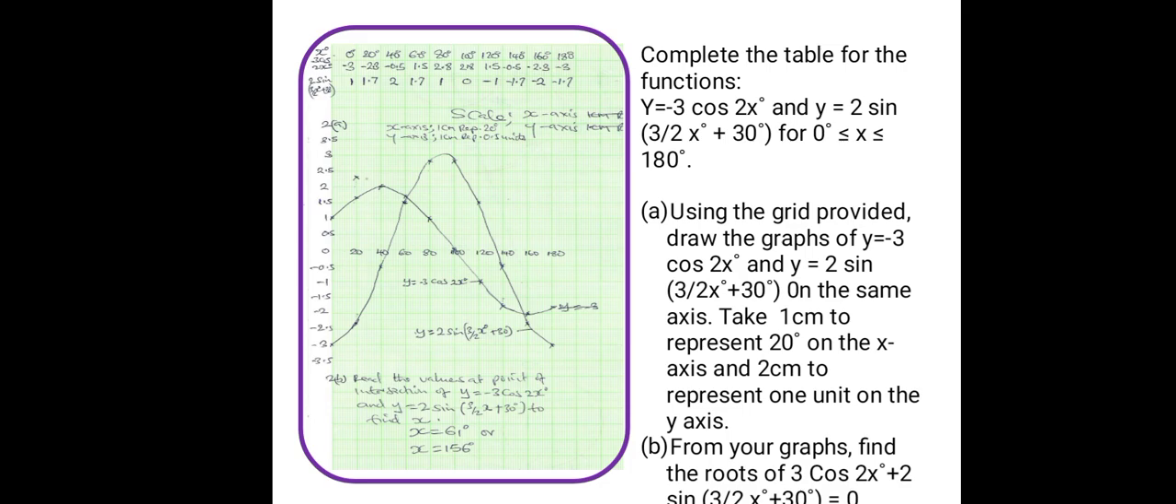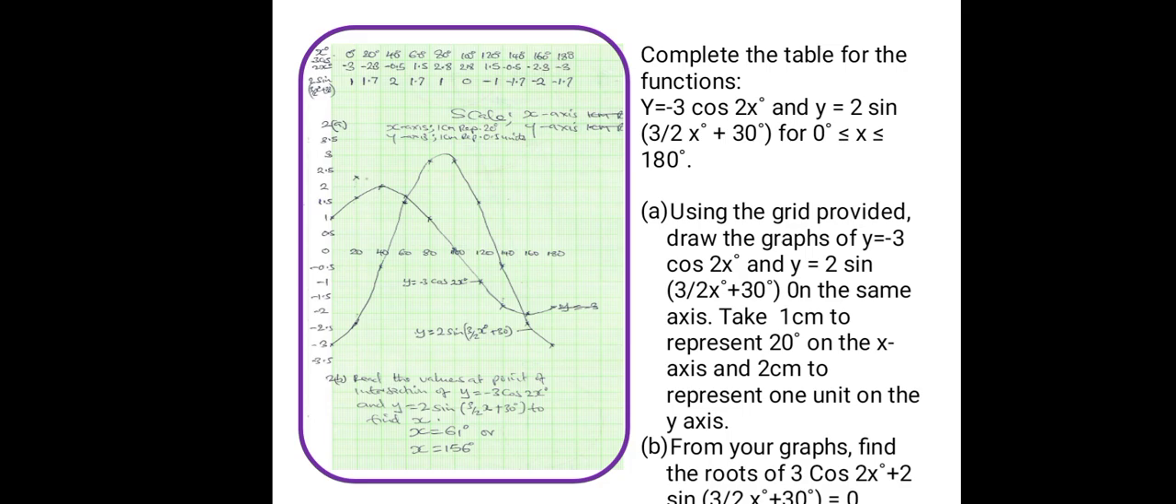Complete the table of the functions y = -3 cos 2x degrees and y = 2 sin (3/2 x degrees + 30 degrees) for the range between 0 degrees and 180 degrees. A. Using the grid provided, draw the graphs of y = 3 cos 2x degrees and y = 2 sin (3/2 x degrees + 30 degrees) on the same axis.